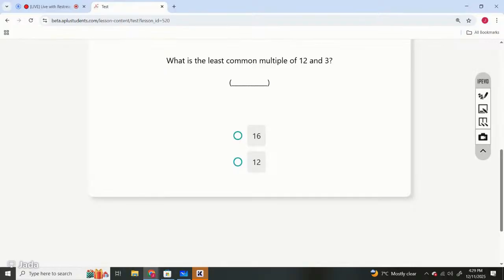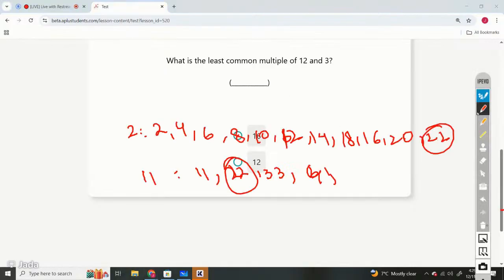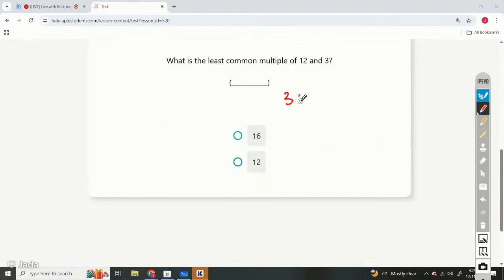What is the least common multiple of 3 and 12? So let's just write down the multiples of 3. They are 3 times 1 is 3, 2 is 6, 3 is 9, 4 is 12. Now write down the multiples of 12. 12 times 1 is 12. 12 times 2 is 24. 12 times 3 is 36.